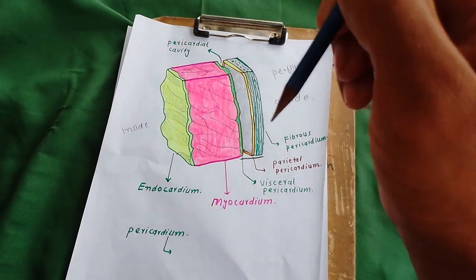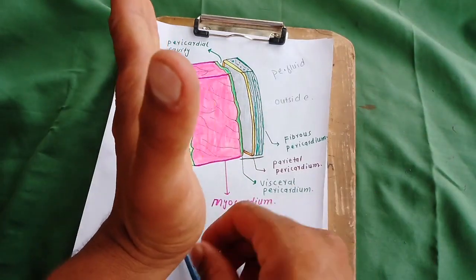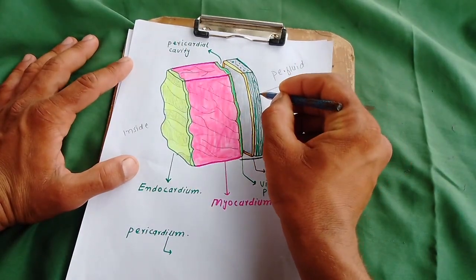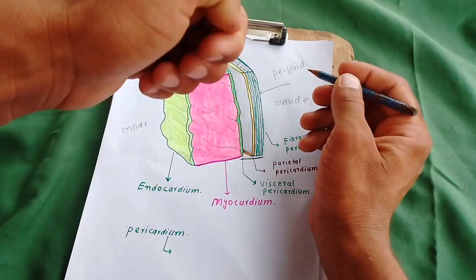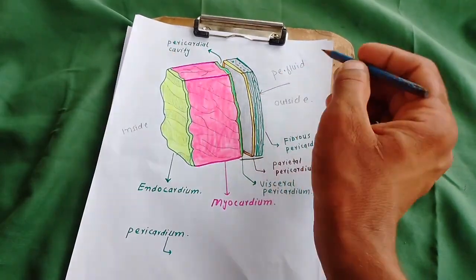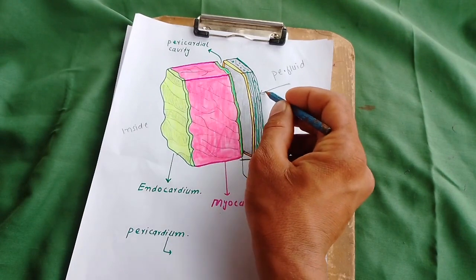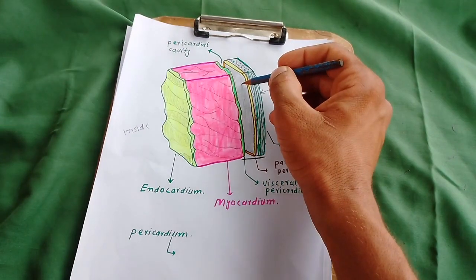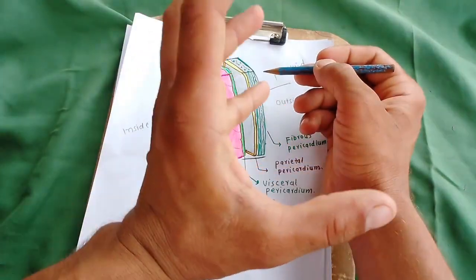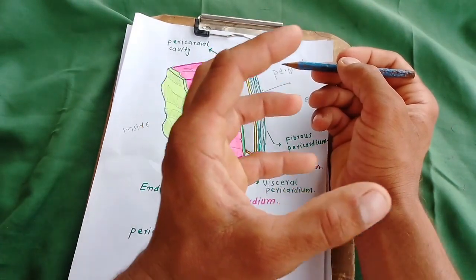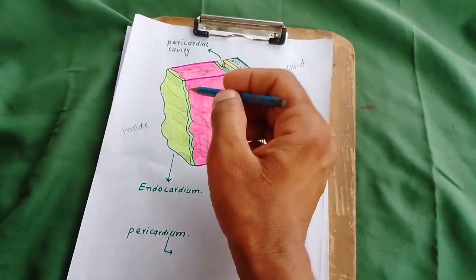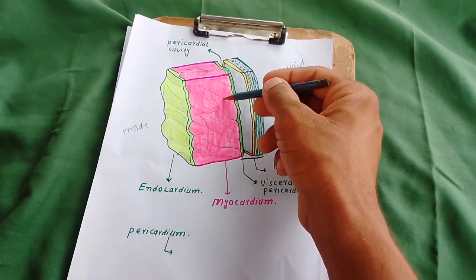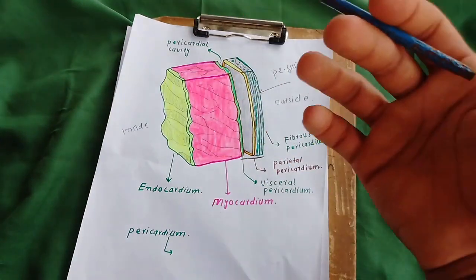Another function of the pericardial fluid is that it absorbs the jerk. Suppose this is my heart, and I apply some sudden pressure on the heart. This fluid absorbs this pressure up to some limit. So another function of the pericardial fluid is to absorb the external pressure, the external jerk. So it protects our myocardium, the actual part of the heart, from the external pressure.